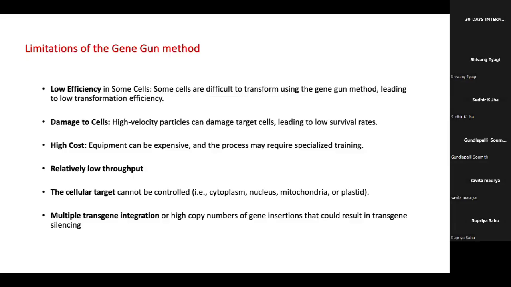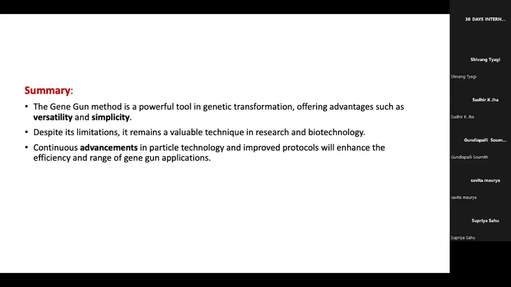The equipment is very expensive. The cellular target cannot be controlled. It can go to the cytoplasm, nucleus, mitochondria, or plastid. Because in Agrobacterium, what we saw was that a nuclear localization signal, NLS, was provided by VirD2. But here that is not there. So along with the nucleus, it can go to the cytoplasm, or it can go to the mitochondria or the plastid also. So this is the summary of the plant transformation methods.